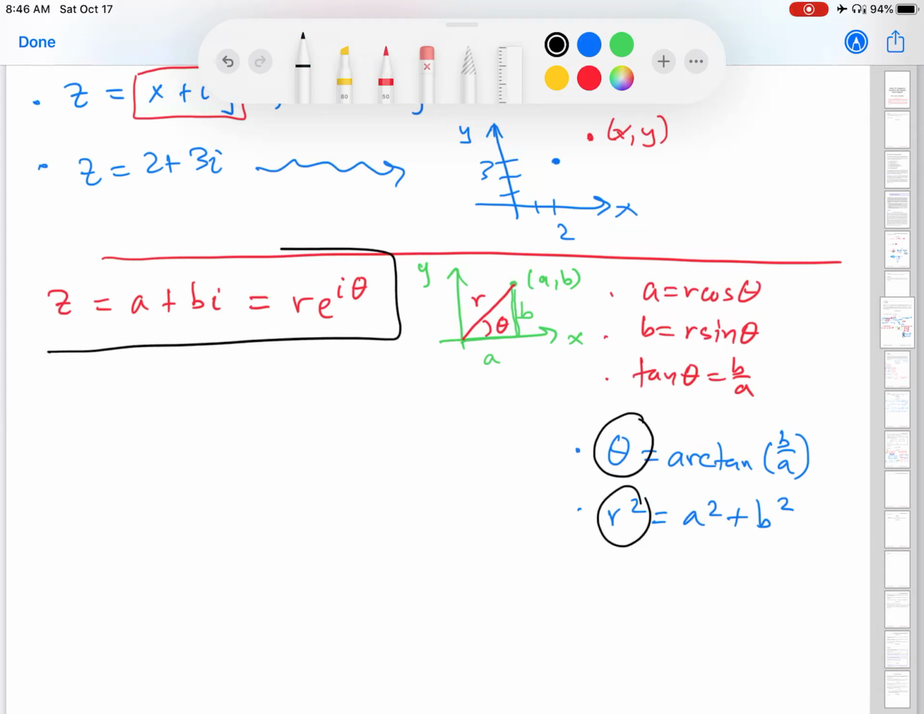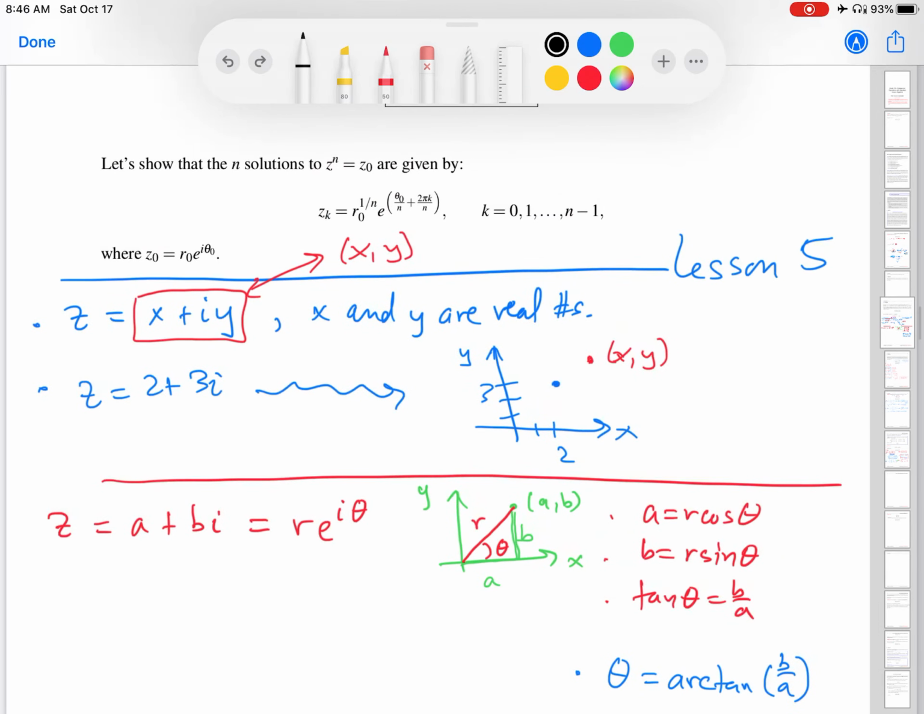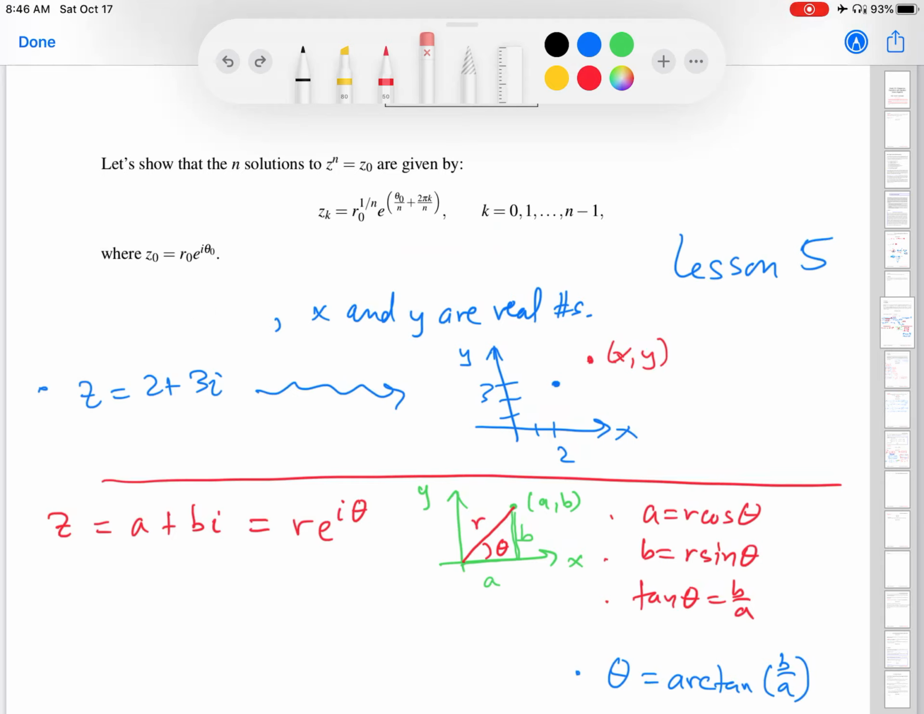We know how to do this. We know how to take a complex number written in the standard form, a plus bi, and write it in this polar form. Great. So believe it or not, we are not done, but we're going to be done in probably 2 minutes, because now we're going to do the second part of what we wanted to do in this lesson notes.